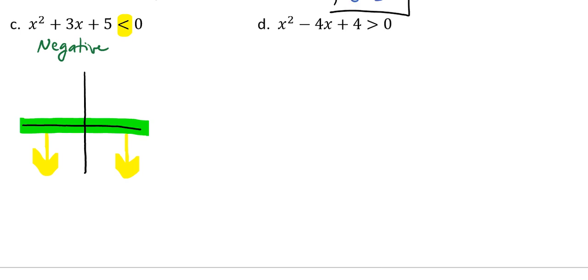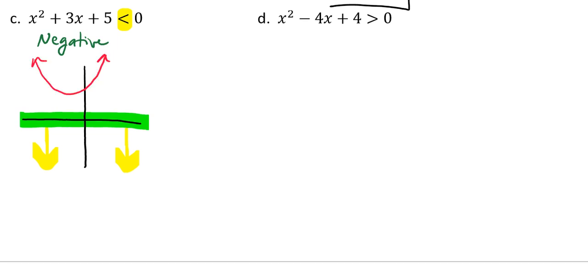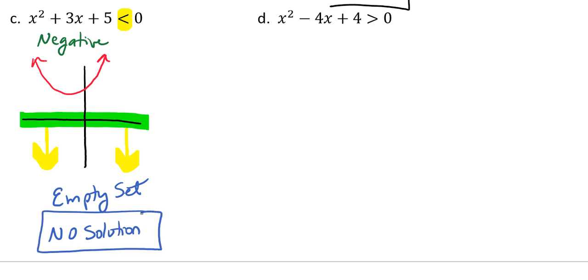So let's sketch that really quick. And when that happens and it doesn't occur at all, we call this the empty set. Okay, the empty set. Because it's a set of numbers where there is nothing in there. And so here we have no solution, right? We have no solution.